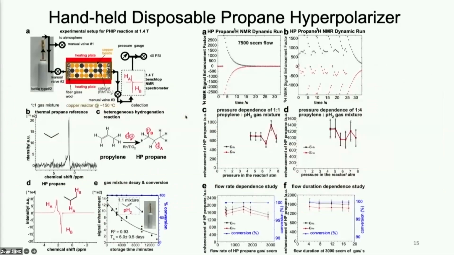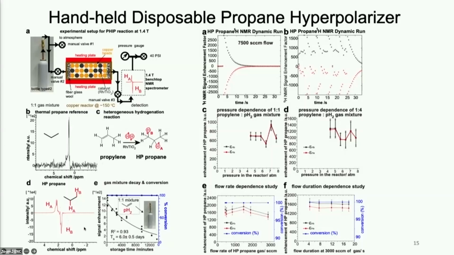So how does this device perform? It performs quite remarkably well. So what you have on the left is the overall idea for the study. We release the gas, it goes through the reactor, and then comes out into our 1.4 Tesla spectrometer. And what we detect here, we are in the weakly coupled regime. We're seeing our protons HA and HB. So we have two hyperpolarized signals.